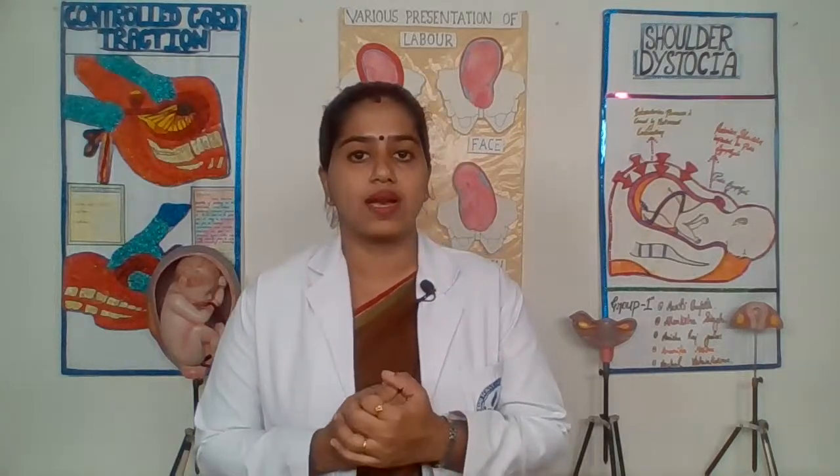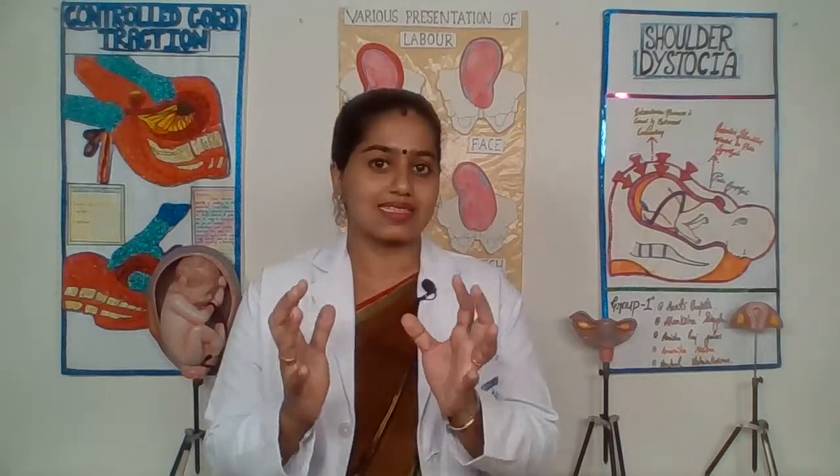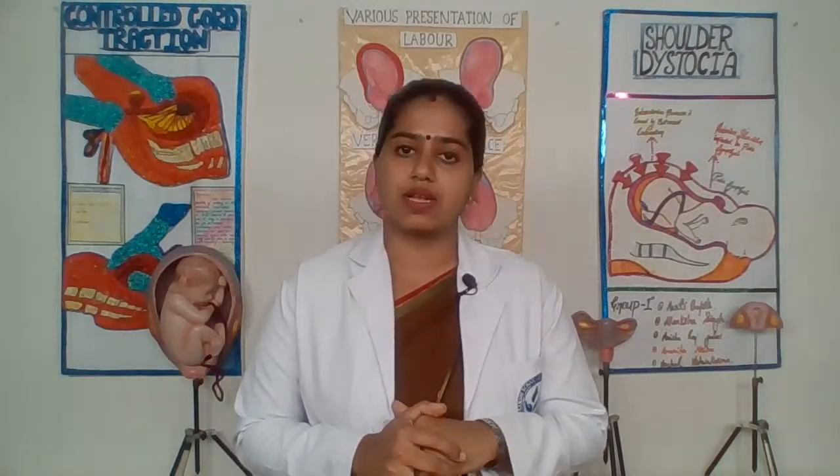That is, the upper and lower limbs will be flexed. The chin will rest on the chest. So, like a snug position. That is complete breech. Another one is incomplete breech. Varying degrees of extension of limbs will be there.